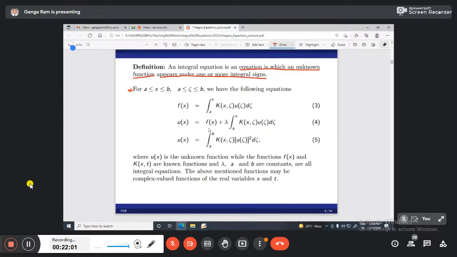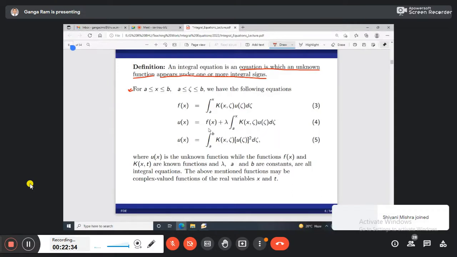So here y is an unknown function. We have to calculate this. y is an unknown function, we have to calculate this one. y is the solution of the differential equation. Also, y is the solution of this integral equation. If y satisfies this integral equation, we can also say that y is the solution of this differential equation, if y satisfies this differential equation. Do you agree with this? Here y is an unknown function.